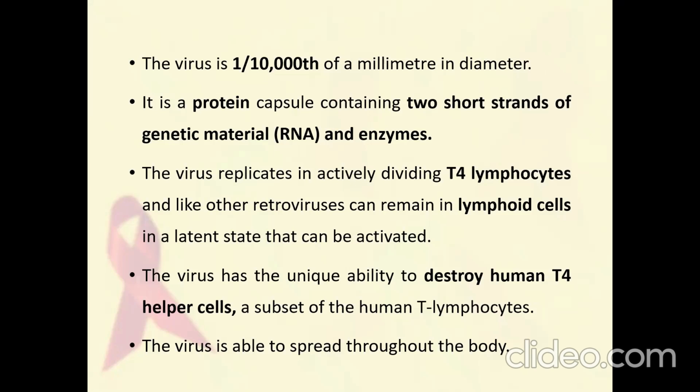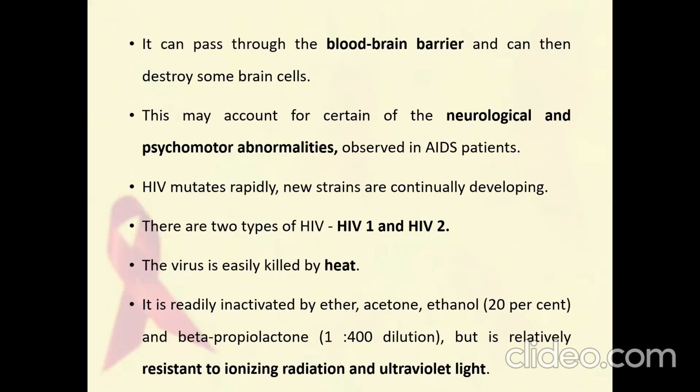The virus is 1/10,000 of a millimeter in diameter. It is a protein capsule containing 2 short strands of genetic material, that is RNA, and enzymes. This virus replicates in actively dividing T4 lymphocytes. And like other retroviruses, it can remain in lymphoid cells in a latent state that can be activated. The virus has a unique ability to destroy the human T4 helper cells, and the virus is able to spread throughout the body. It can pass through the blood-brain barrier and can destroy some brain cells also. So this may account for certain of the neurological and psychomotor abnormalities which are observed in AIDS patients.